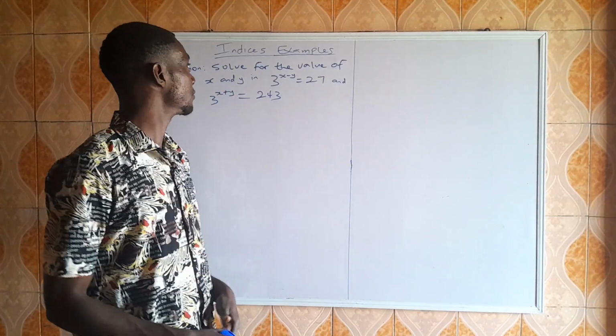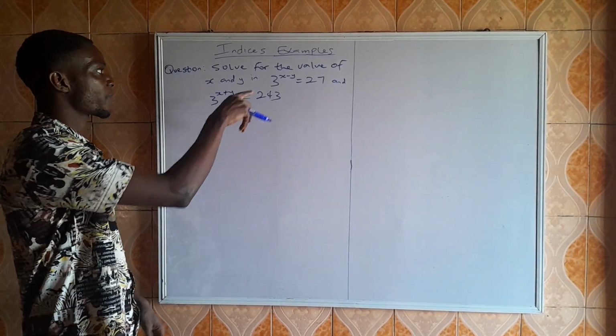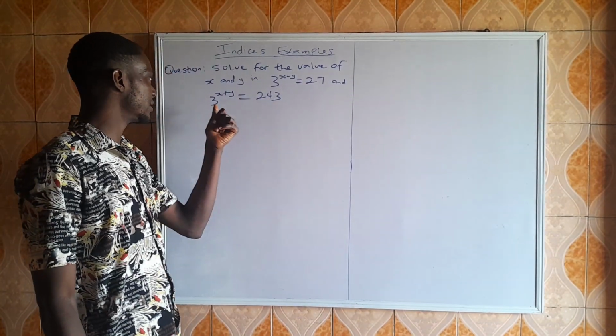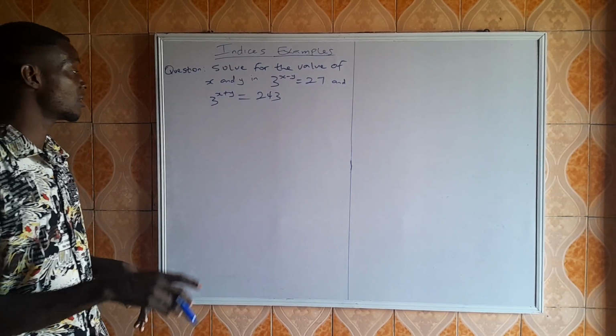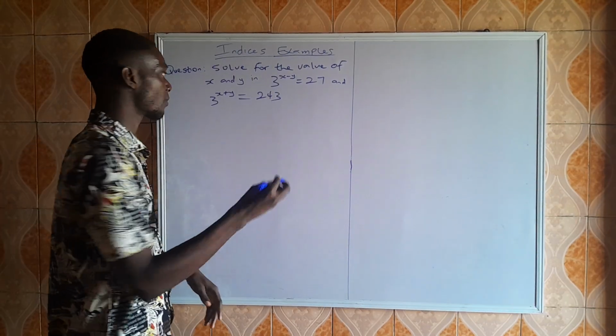Let's check out this question. Solve for the value of s and y in 3 raised to power s minus y equals 27, and 3 raised to power s plus y equals 243. That means we were told to find the value of s and y in these two expressions.